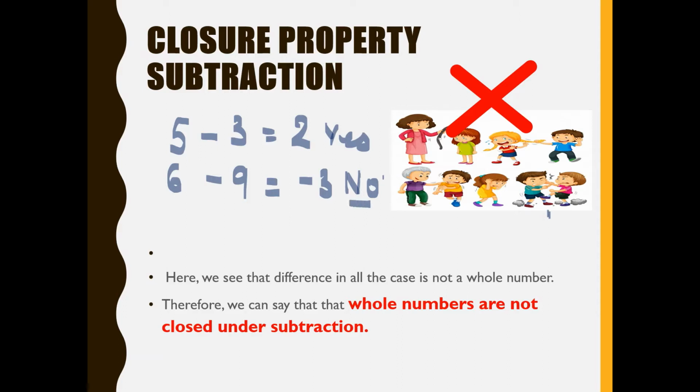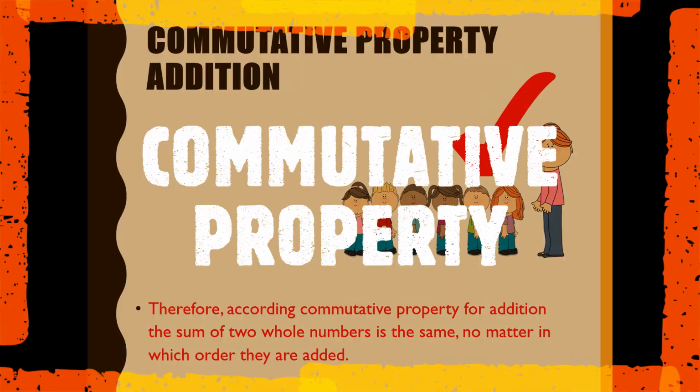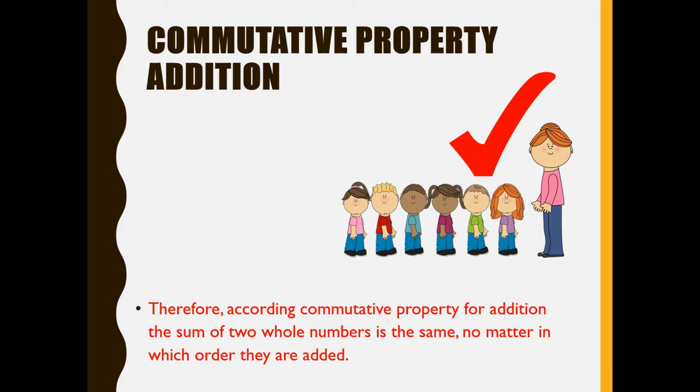So what do we see? We see that when we subtract two whole numbers, we do not always get a whole number, right? Therefore, we can say that whole numbers are not closed under subtraction. Commutative property for addition. Now, what do we mean by that? It means that if we take any two whole numbers and add these, and then we change the order of these numbers and add again, will the sum be the same or will it be different?